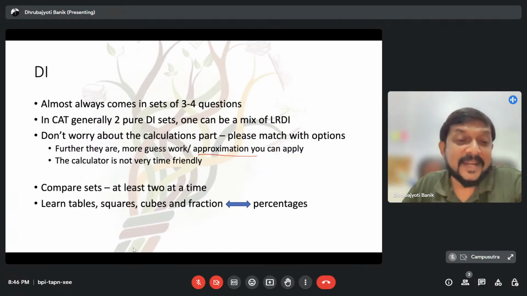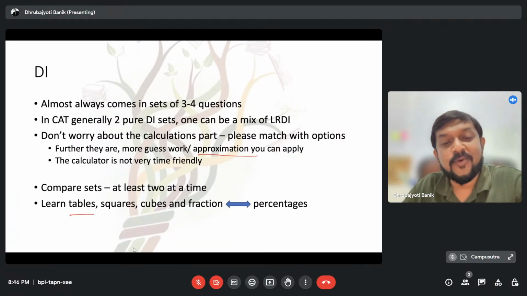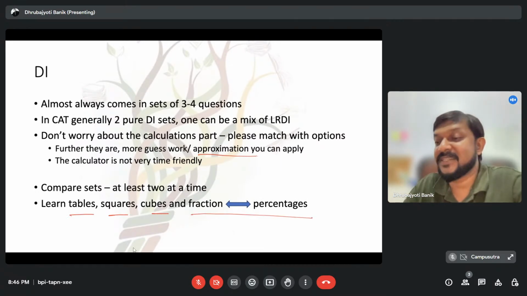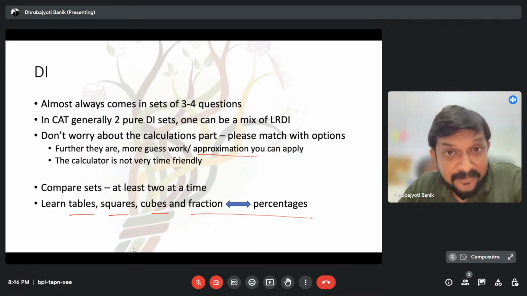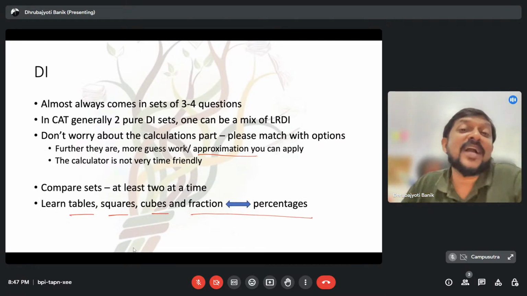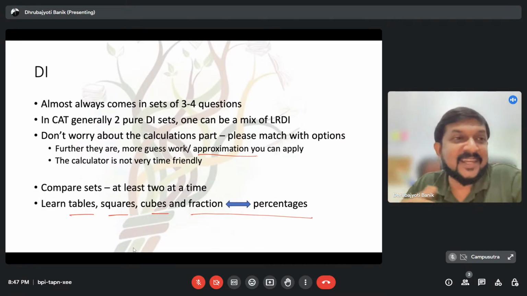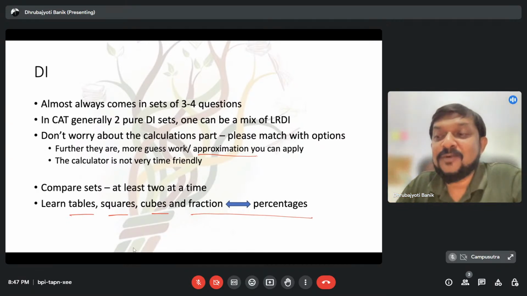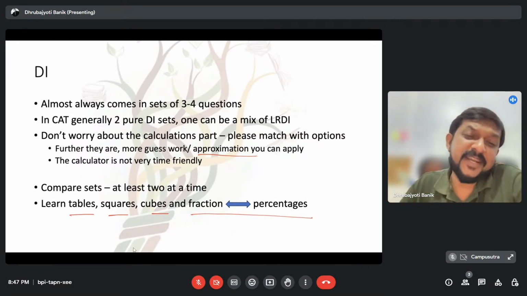Make sure that you practice it well. Learn tables, squares, cubes and fractions to percentages. I already gave you a range. Just a word of caution, आपने सुना होगा कैट में एक कैलकुलेटर है, एक ऑन स्क्रीन कैलकुलेटर है. Let me tell you, the on screen calculator is not very time friendly.